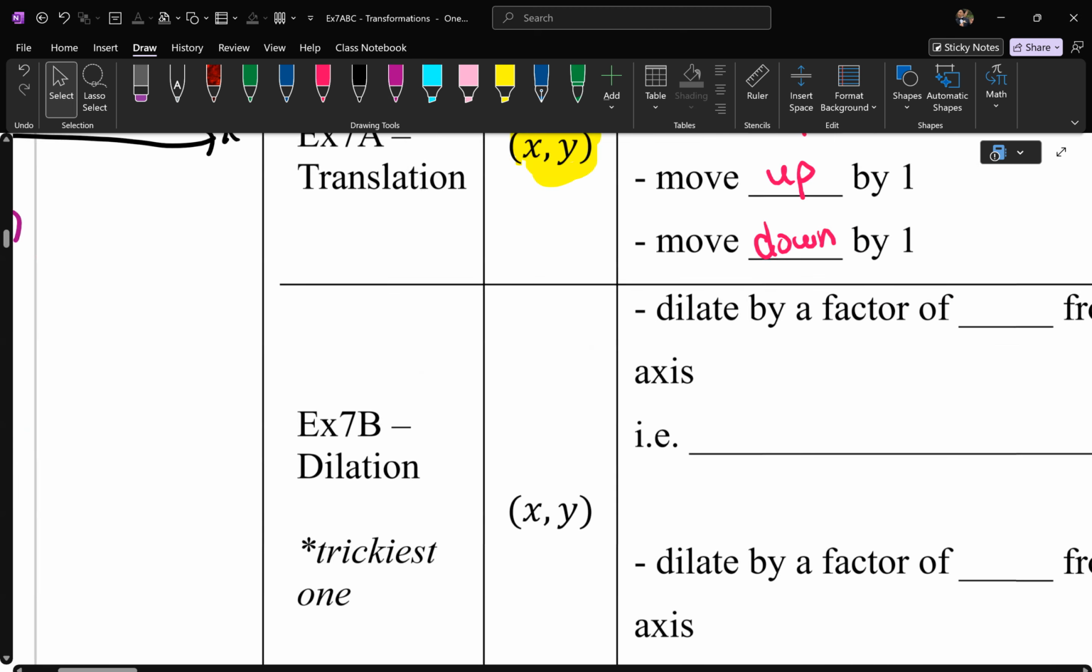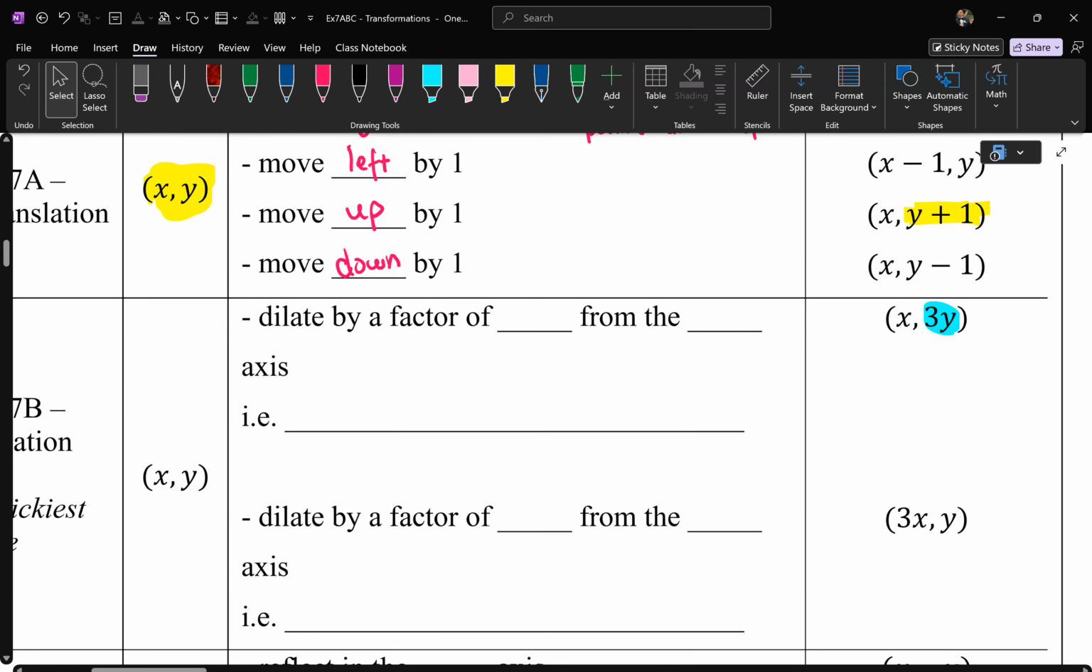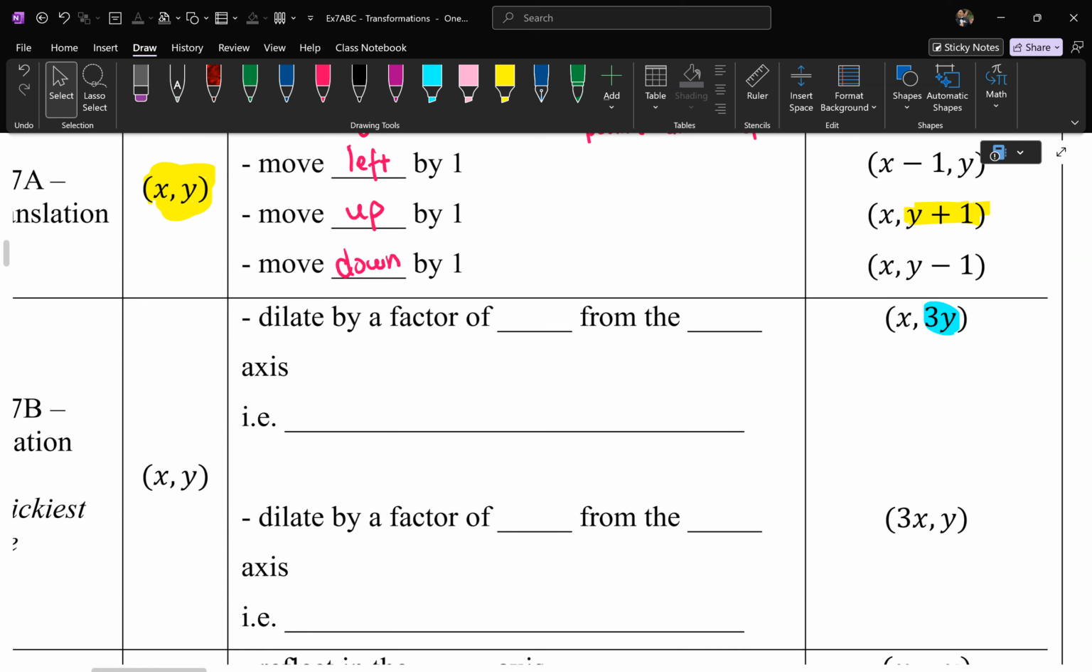So exercise 7B, when you put a 3 on a y, can you see how you're multiplying the y values? And watch my hand movement. Can you see how my hand's sort of moving up and down? This is going to help you remember the language: dilate by a factor of. Factor of means what are you multiplying by? So I'm multiplying by a factor of 3. Now the key word is this one.